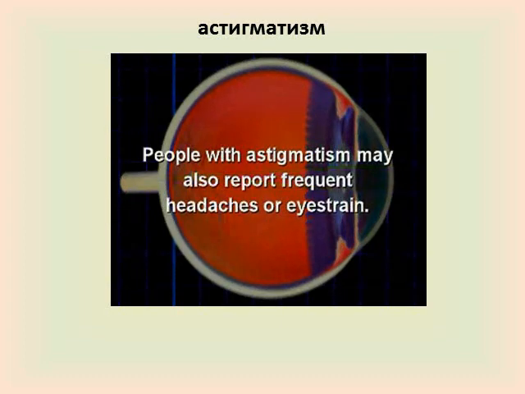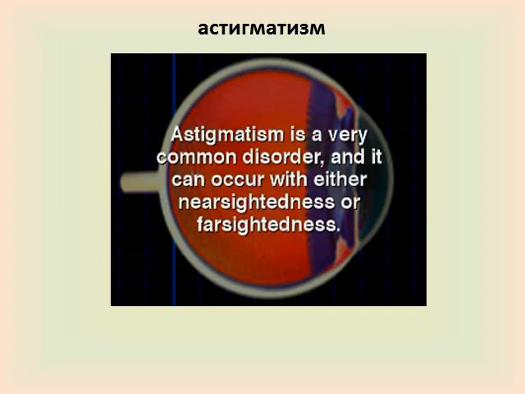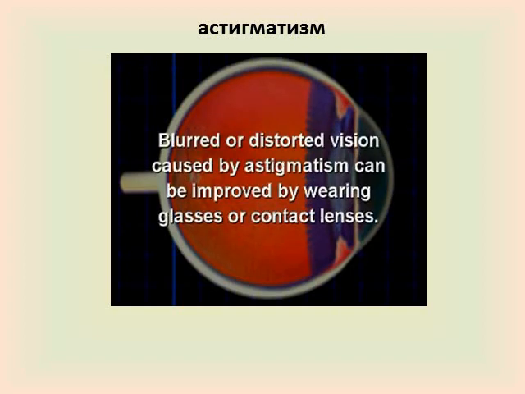People with astigmatism may also report frequent headaches or eye strain. Astigmatism is a very common disorder, and it can occur with either nearsightedness or farsightedness. Blurred or distorted vision caused by astigmatism can be improved by wearing glasses or contact lenses.